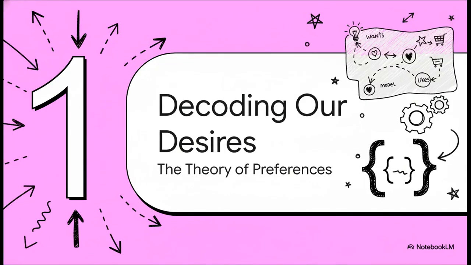Okay, let's just dive right into this. The very first step to building a model of choice is to figure out a way to map out what a person wants, what they desire. In economics, this map is called a preference relation. That's just a formal way of describing what you like.